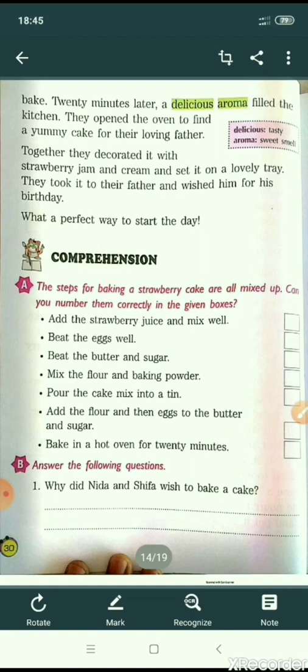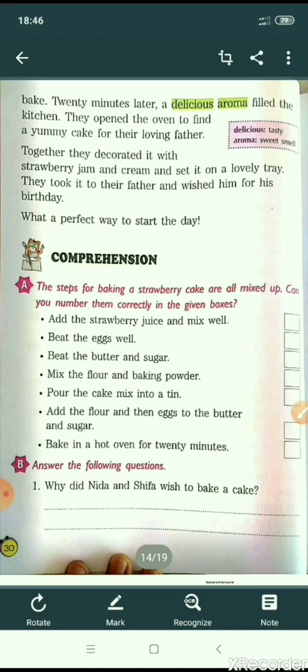Now, they both decorated the cake with strawberry jam and cream and then set it on a lovely tray. They took the cake to their father and wished him for his birthday. Children, it was truly the perfect way to start the day, where daughters are wishing their father for his birthday with a lovely pink strawberry cake.